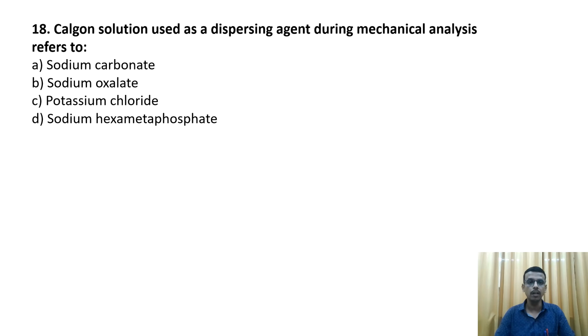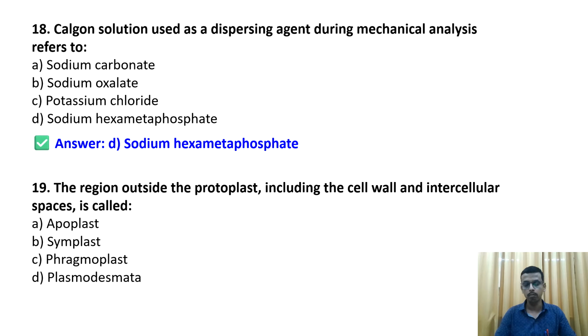Then coming to number 18, Calgon solution is used as a dispersing agent during mechanical analysis. We all know this is actually sodium hexametaphosphate. The trade name is Calgon. Then the region outside the protoplast, including the cell wall and intercellular space, that is the apoplast.